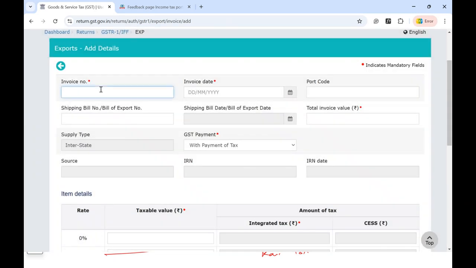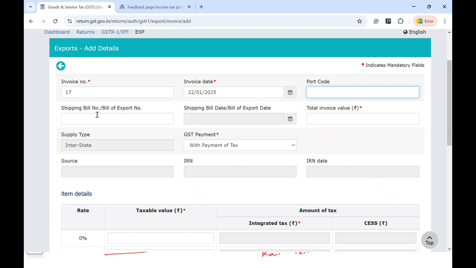Say invoice number 17 is the export supply. The invoice date is say 22nd/01/2025. Port code: if it is a case of goods, then we are required to provide the code of the port through which we exported the goods. However, in case of export of services, we are not supposed to provide the port code. That means the customs port code is required to be mentioned in case the supply relates to goods.